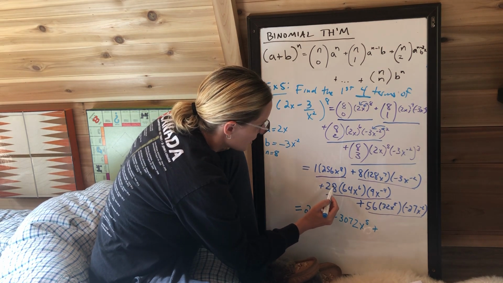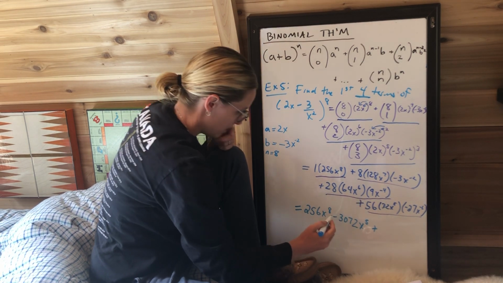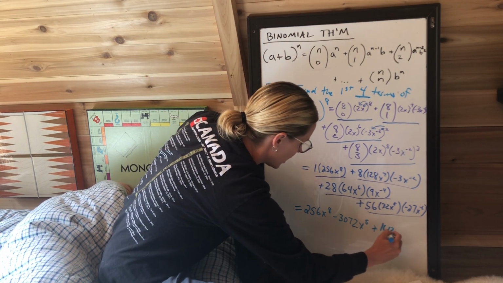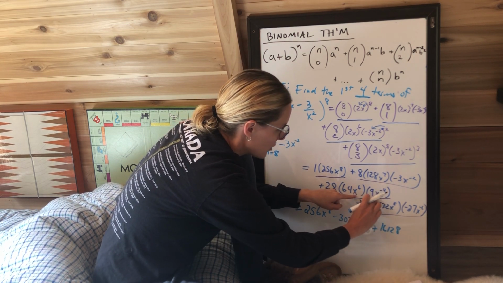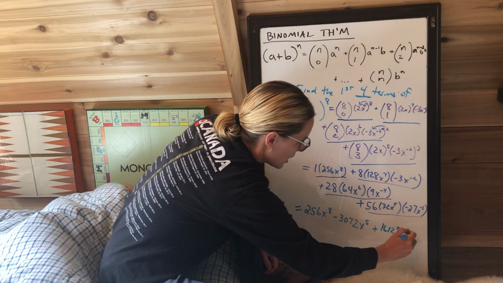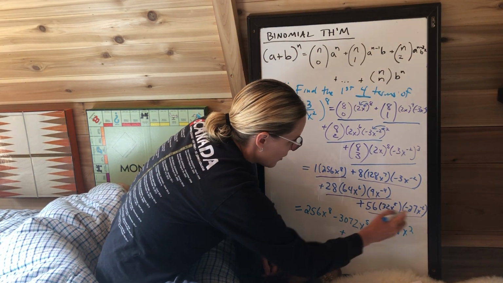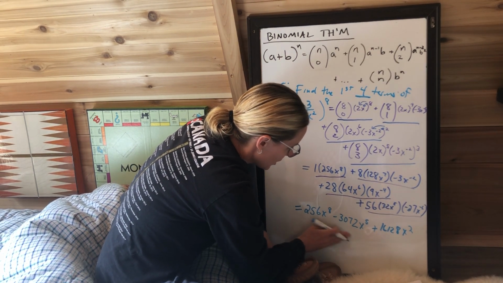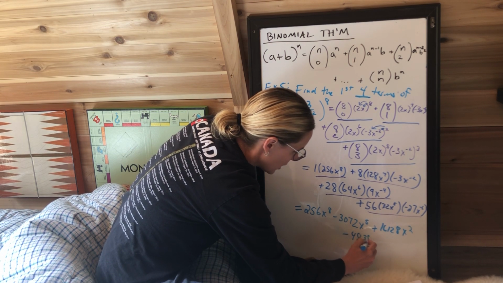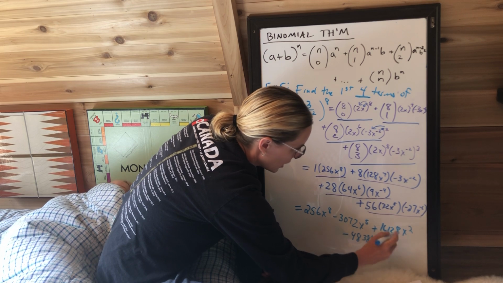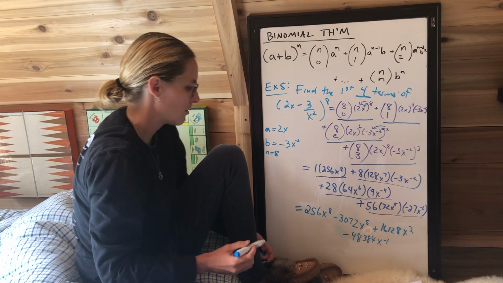Okay, when you multiply all these, 28 times 64 times 9, I get 16,128. And again, I look at these and say, what happens when I multiply the two x's? I add the exponents, so I get x squared. And then the last one, you multiply, oh, it's going to be negative again, sorry. 48, 384, x to the negative 1. You have a 5 and a negative 6, negative 1.